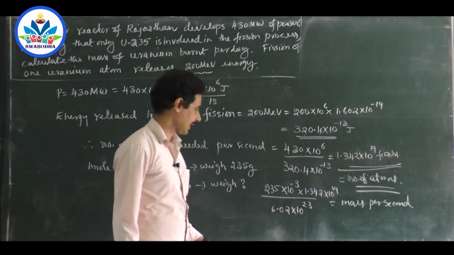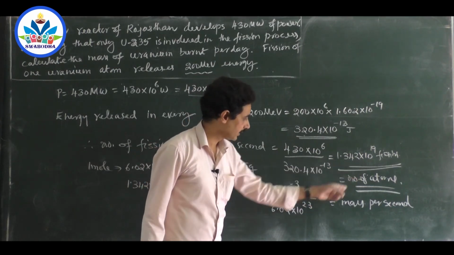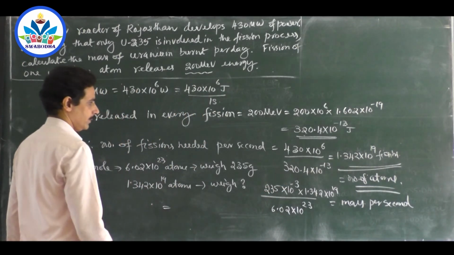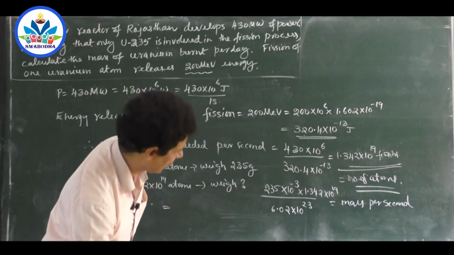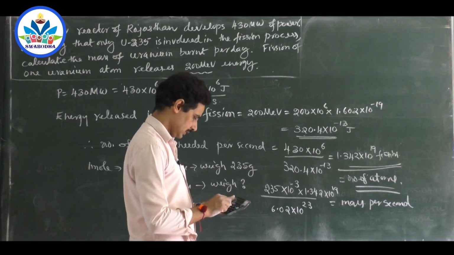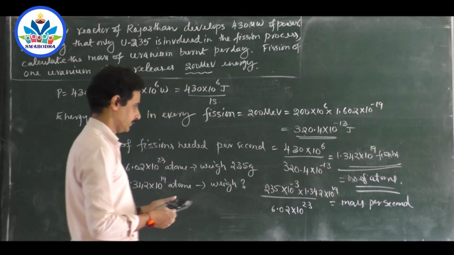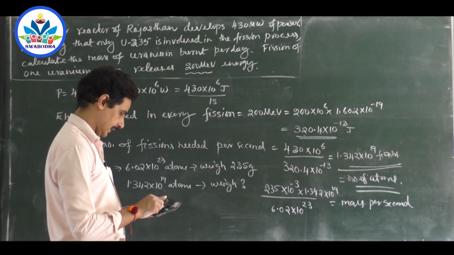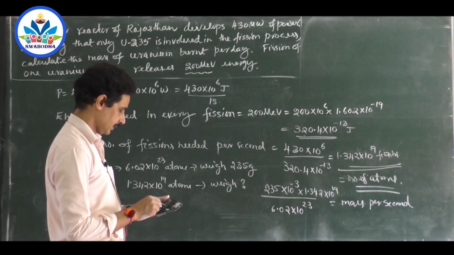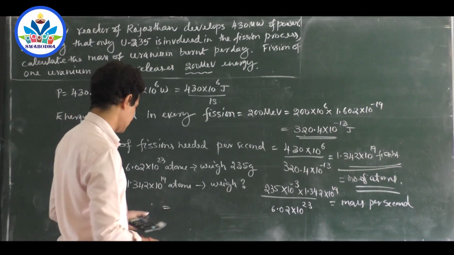6.02 into 10 to the power 23 atoms make 235 gram. 1.342 into 10 to the power 19 atoms or fissions make how much gram? That is equal to mass needed per second. We will calculate it: 235 into 1.342 divided by 6.02. That is equal to 52.38.